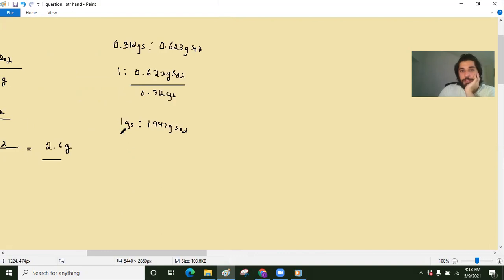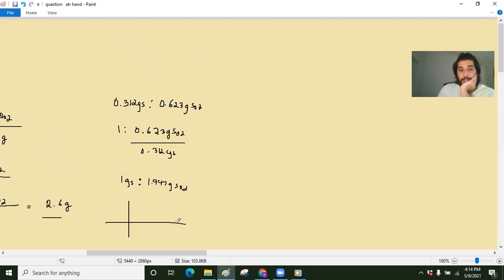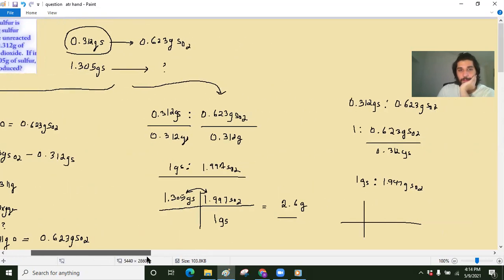If you know how much 1 gram of sulfur makes in terms of sulfur dioxide, then you can find out how much any amount of sulfur would make in terms of sulfur dioxide. So we could set up that proportion again. Well, how much sulfur do you have? I think we had 1.305, right?